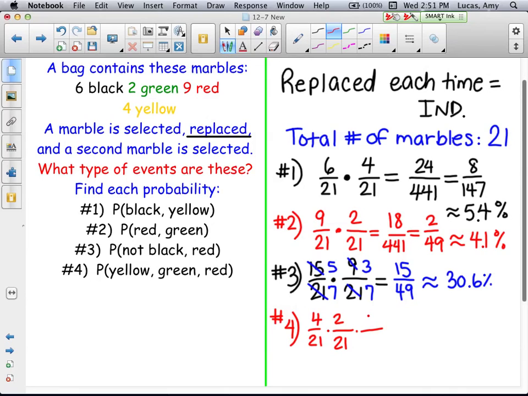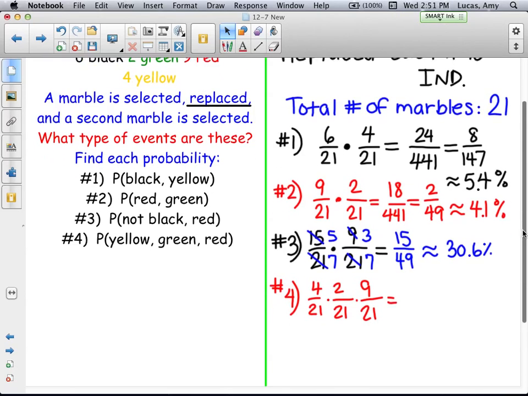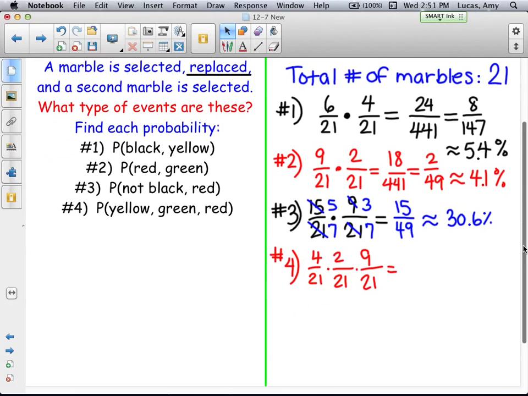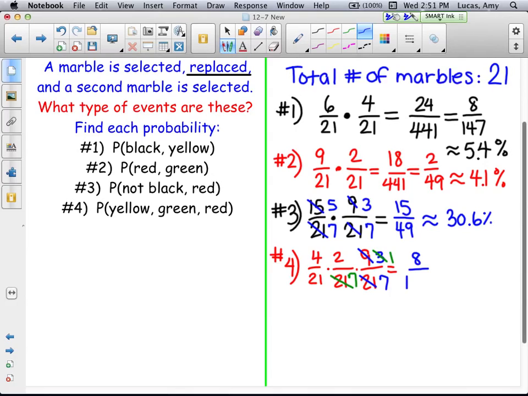And red, 9 out of 21. So I'm definitely going to reduce first on this one, because I have 3 fractions. I'm going to reduce this one, divide by 3, and I get 3, and divide by 3, and I get 7. And then I can divide this 3 and this 21 by 3, and I would get 1 and 7. And that's all the reducing I'm going to be able to do. So my numerator, 4 times 2 is 8, and the denominator, 21 times 7 times 7 is 1,029.